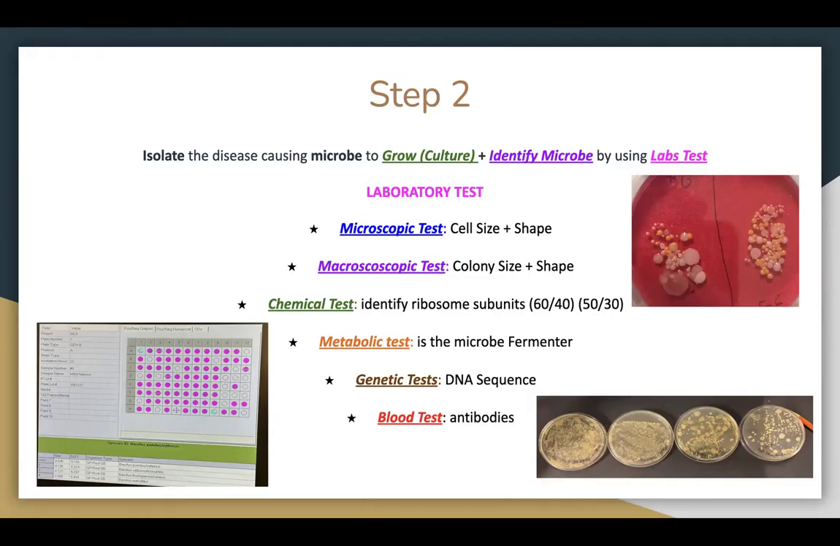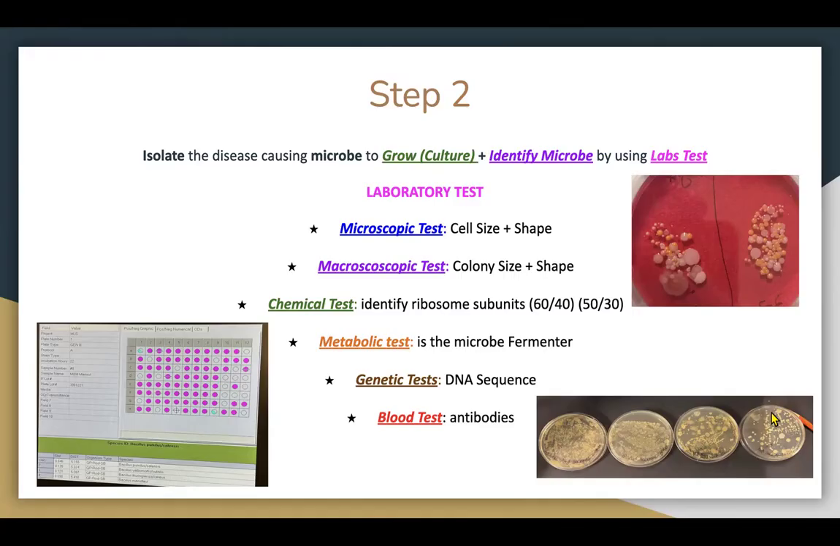So, using your knowledge of the case, please identify two or three laboratory tests that you are going to run to be able to identify the microbe that your patient has that's causing the disease or illness. And what are they testing for? So a microscopic test will be looking for the cell size and shape. Also, you have a macroscopic test where you're going to be able to look at the colony size and the shape, and that's going to be this part here.